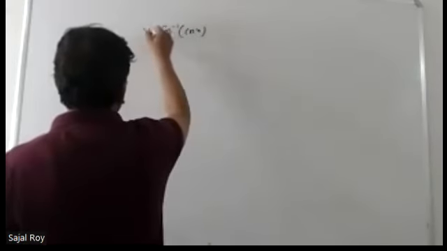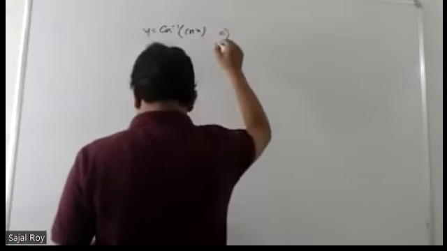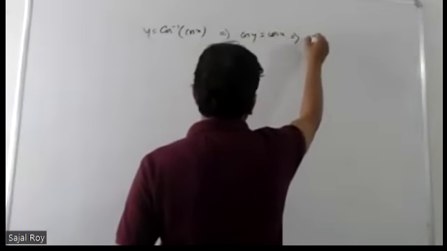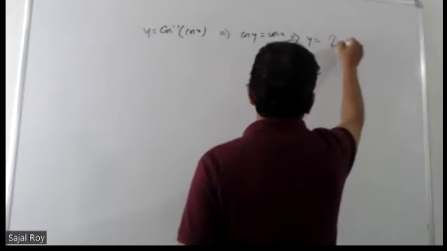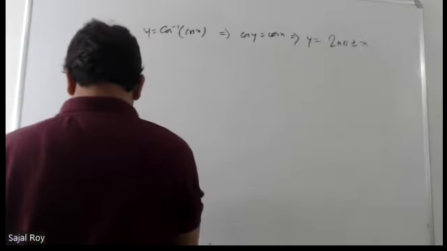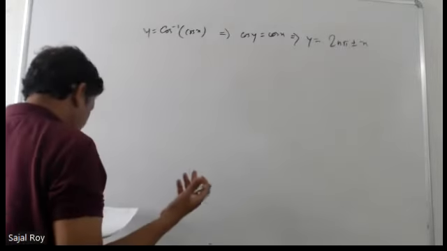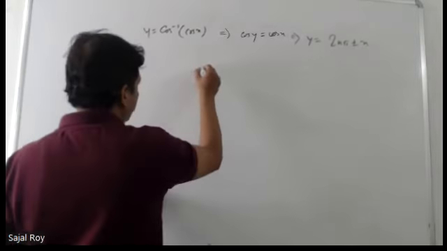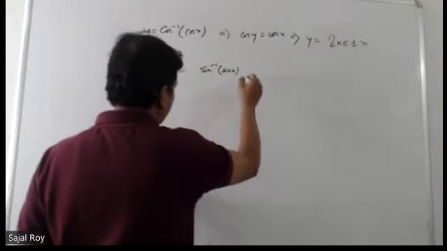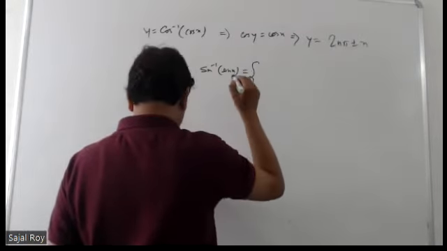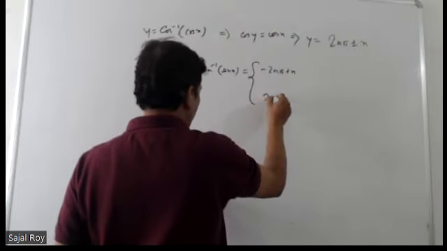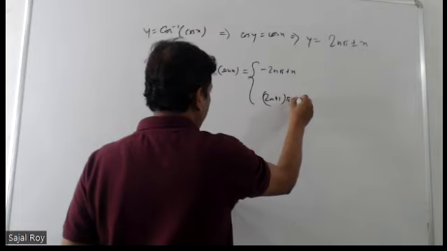So again, if you write y equal to cos inverse cos x, that will give you cos y equal to cos x. So that is y equal to 2n pi plus minus x, right? Before that, let me write one formula for the previous case, sine inverse of sine x, just to make a compact form of what I have drawn. Minus 2n pi plus x, and this is 2n plus 1 into pi minus x.